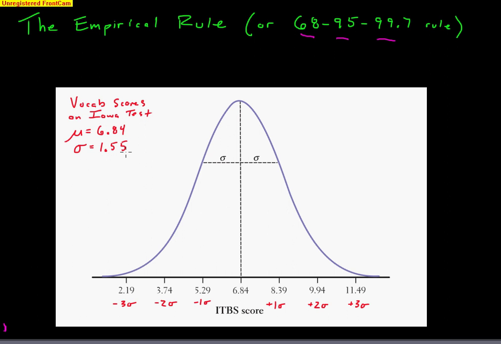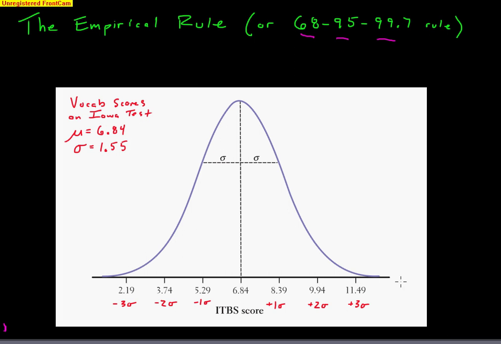All right, so here's back to our vocabulary test scores that we learned about in our density curve video. And when we took this Iowa test, which is a test for vocabulary, the average score was 6.84 and the standard deviation is 1.55. Now we could build a normal curve with this. So right smack dab is going to go that mean of 6.84, and then we can go up 1 standard deviation, so I added 1.55, and then we can go up 2 standard deviations, so I added another 1.55, or we could go up 3 standard deviations.